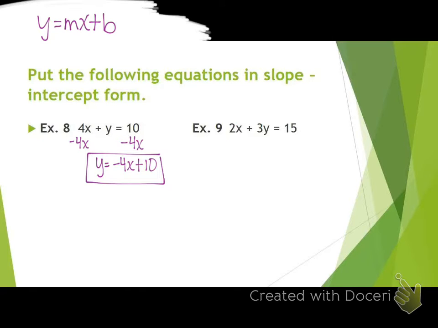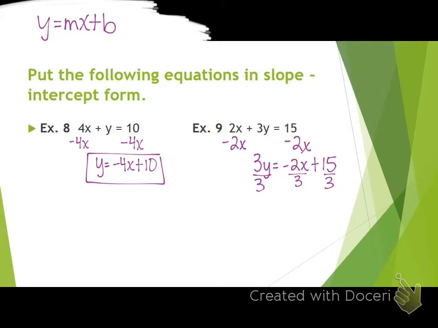On number 9, what is the first thing that needs to move? We need to subtract 2x. Better do it to both sides. Good. 3y equals negative 2x plus 15. Are we done? We are not done because of that 3. So when we divide by 3, what else gets divided by 3? Everything else. Very good.